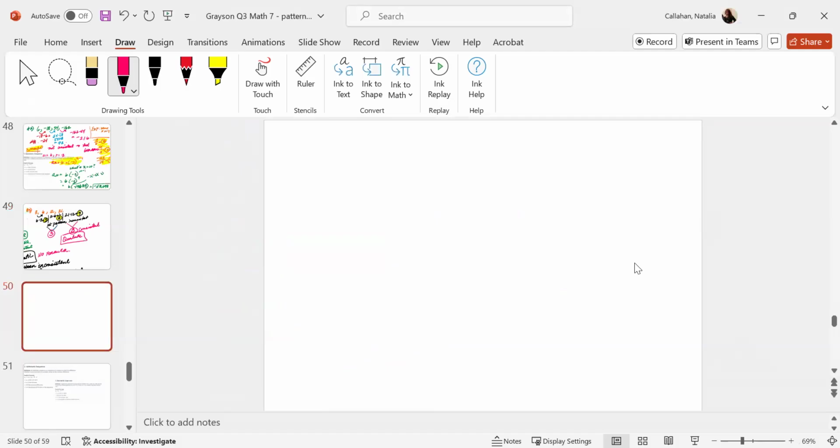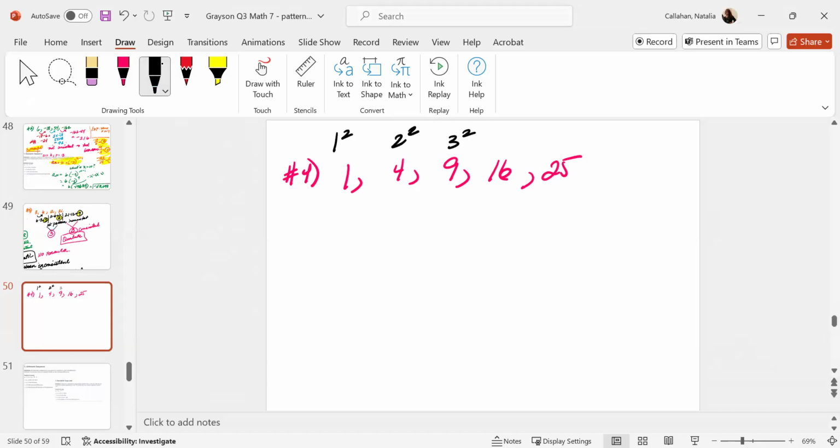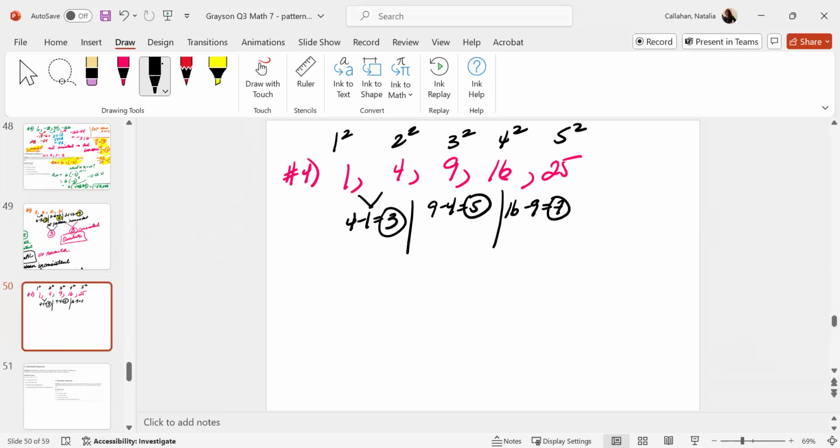Okay, so let's take a look. Number 4. What's the number that you have? 1. Okay. 25. So immediately when I see this one, 1 squared, 2 squared, 3 squared, 4 squared, 5 squared. Do you see that? Difference. 4 minus 1 is 3, right? 9 minus 4 is 5, right? 16 minus 9 is 7, right? 25 minus 16 is, I think it's gonna be 9, right? 3, 5, 7, 9, right?